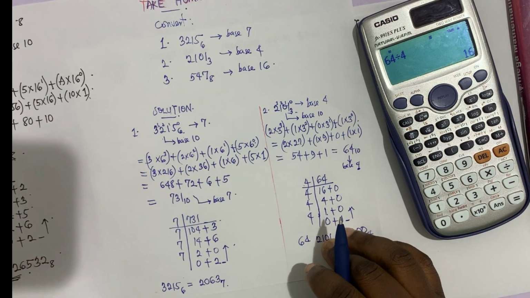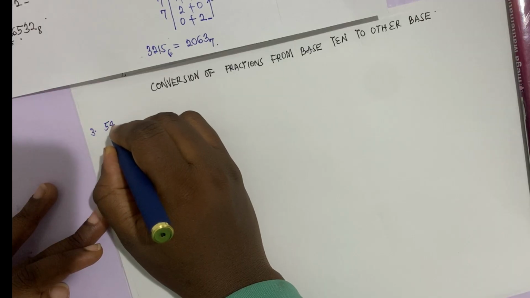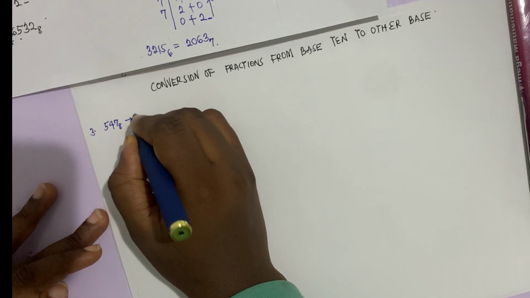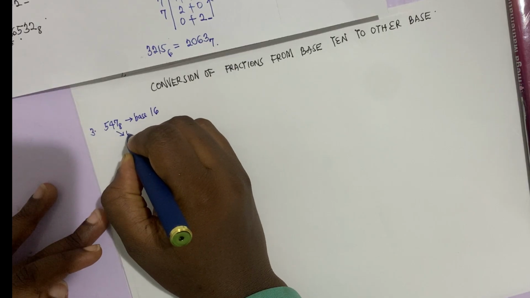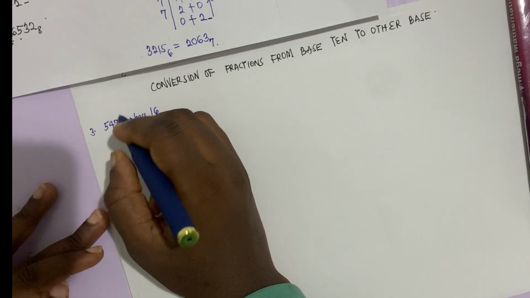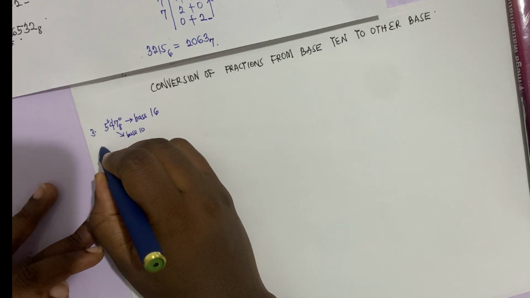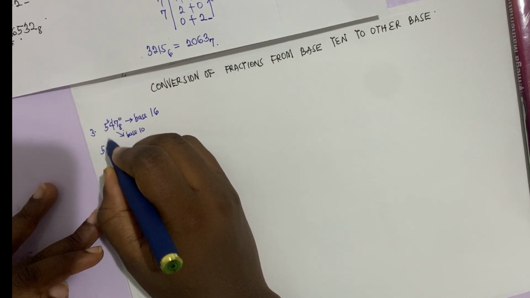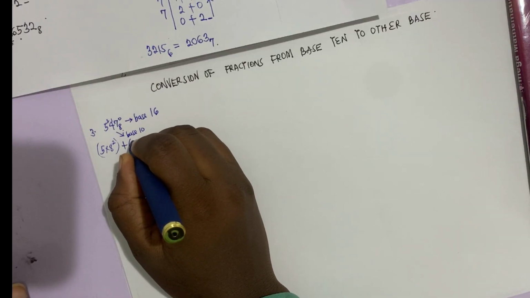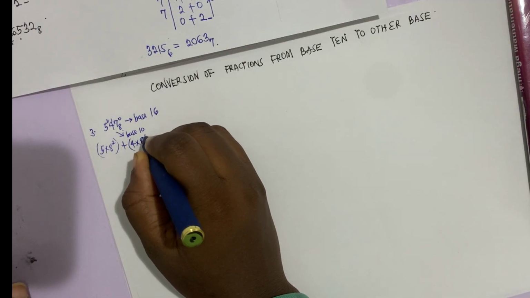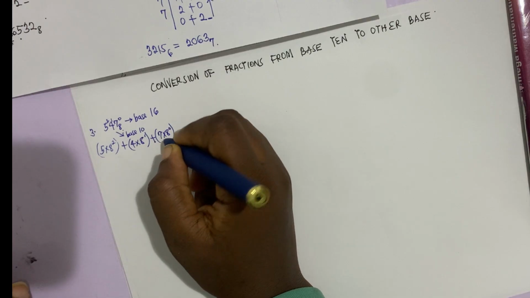So let's solve the third question: 547 base 8 to a base 16 number. Of course, we first convert this to base 10. Give it indices 0, 1, 2. So this is 5 times the base 8 to the power of 2, plus 4 times the base 8 to the power of 1, plus 7 times the base 8 to the power of 0.